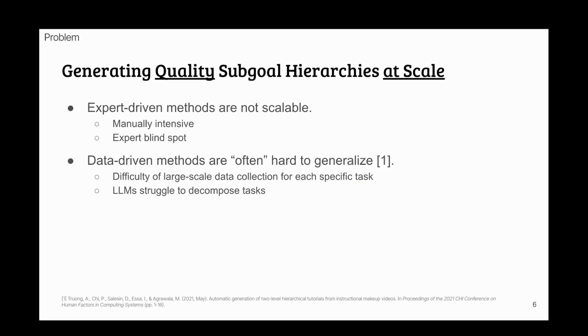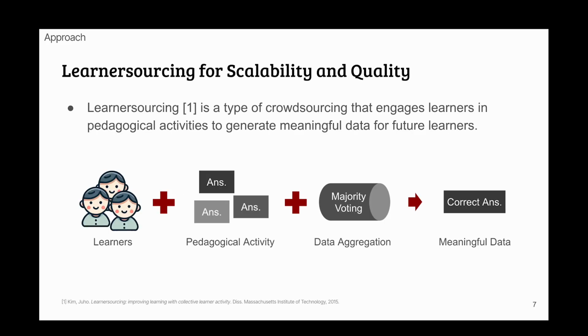Generating quality subgoal hierarchies at scale is challenging. Expert-driven methods are not scalable because there are far fewer experts compared to code examples online, and it is manually intensive to identify subgoals at all levels. There is also a possibility of experts overlooking detailed subgoals that could be useful for novices. Data-driven methods are scalable, but often difficult to generalize to different domains because they require collecting large-scale data for each specific task. Although large language models show notable performance in explaining code, they still struggle to decompose complex content in many domains. To achieve quality and scalability, we looked into learn sourcing.